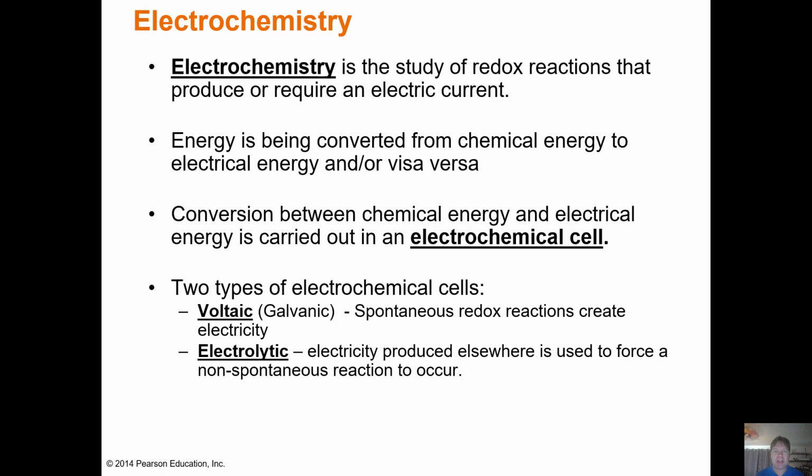The other possibility is what's called an electrolytic cell. And in this case, the electricity is used as the force to cause a non-spontaneous reaction to occur. So it's forcing a non-spontaneous reaction by providing electricity as the form of energy. We'll start with voltaic cells, and then eventually we'll also talk a little bit about the electrolytic cells.